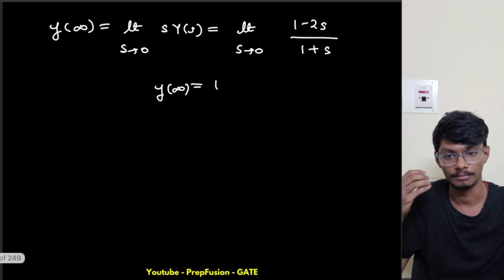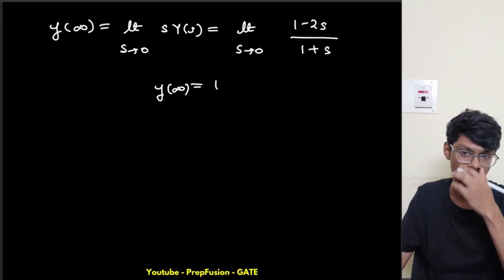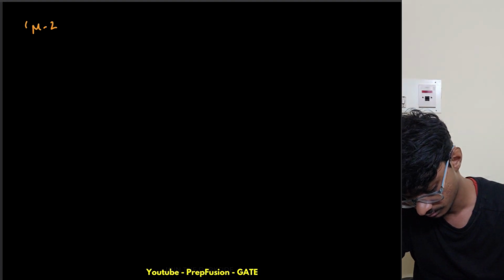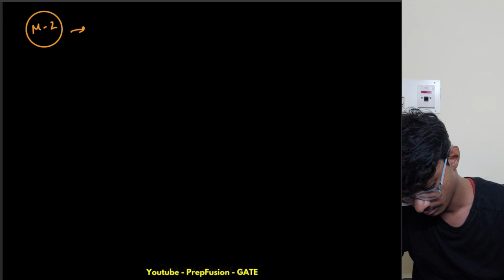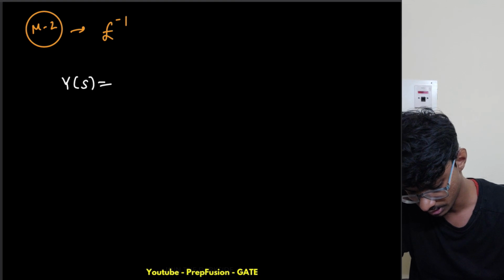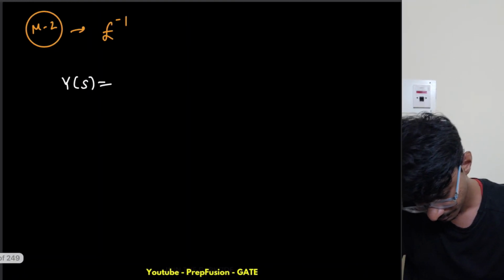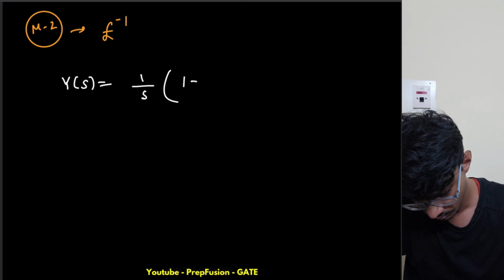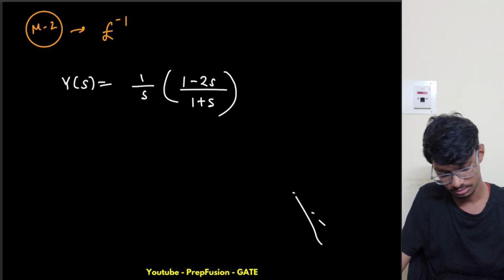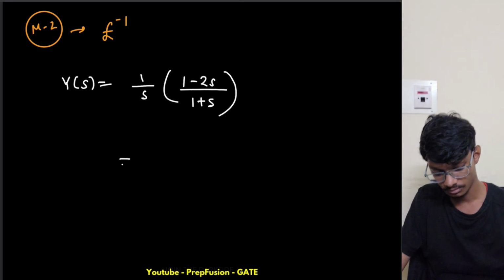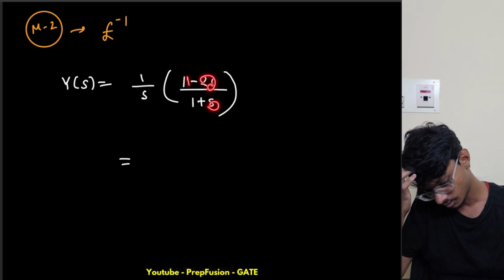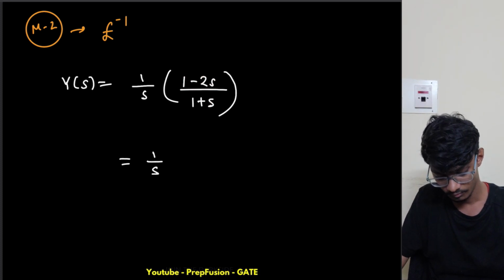So what is method 2 for solving this question? Method 2 is just to find the inverse Laplace, right? So we know the step response in the Laplace domain. It is 1 by s, then do the partial fraction method. I'm solving this a bit quickly actually. So put s equals to 0. What do you get? This is 0, this is 0, 1 only, so we're left with 1 by s.